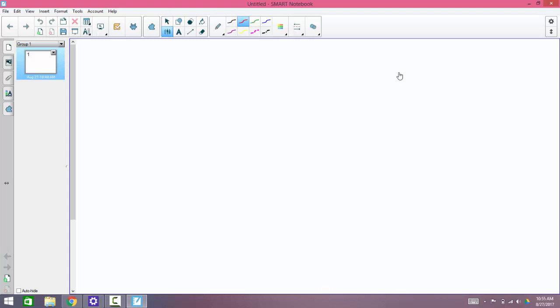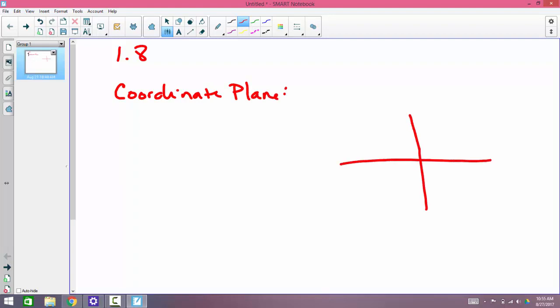We are only going to do one section today, the last section of Chapter 8. Only a couple vocab words. The first one is coordinate plane. And the coordinate plane is this thing that you graph on.